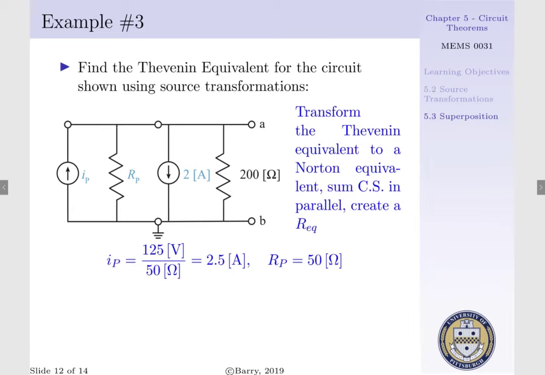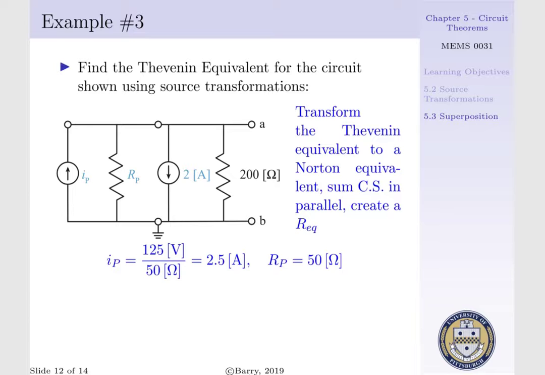In doing such, our I sub P value would be equal to our Vs per Rs values of our original Thevenin equivalent. That is, I sub P would be equal to 125 volts per 50 ohms, which gives us 2.5 amps, and Rp would be equal to Rs, which was our Thevenin resistance taken as 50 ohms.